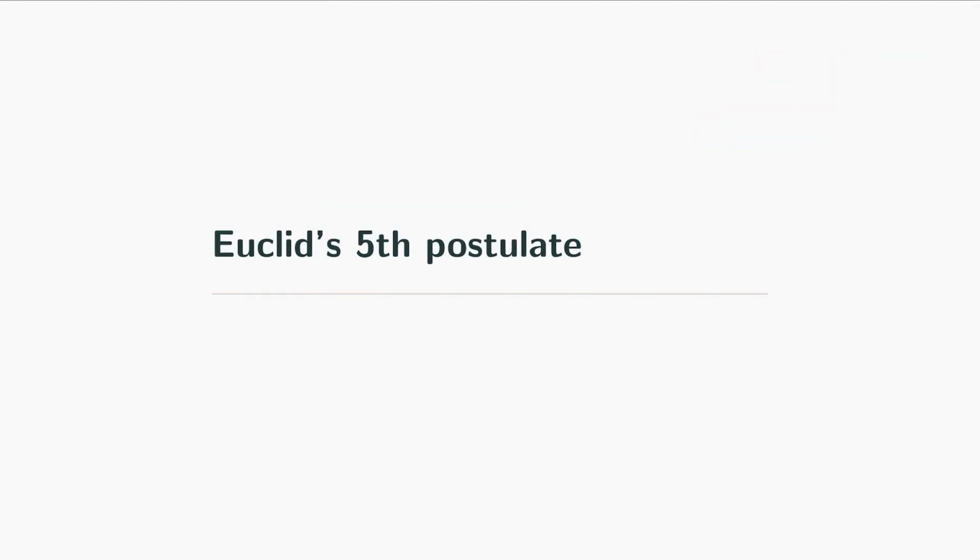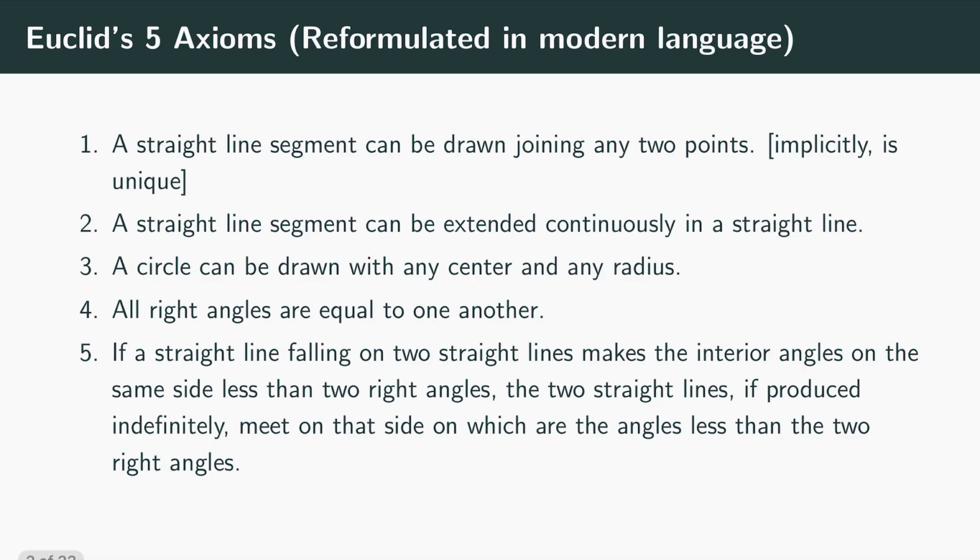A classical problem of great interest to mathematicians was Euclid's fifth postulate. If you recall, Euclid's five axioms, which I've reformulated into modern language, are the following: that we can connect any two points with a unique straight line segment. The second one is a straight line segment can be extended continuously in a straight line. Often this is understood to mean that a straight line should be infinite. A circle can be drawn with any center and any radius. All right angles are equal to one another. But these are all basically one short sentence long.